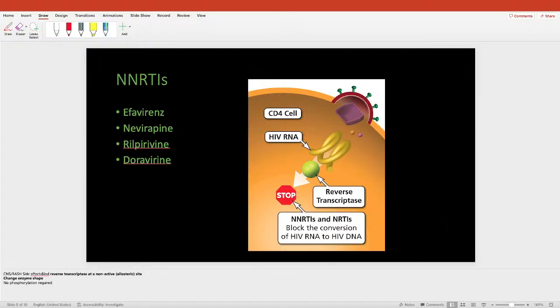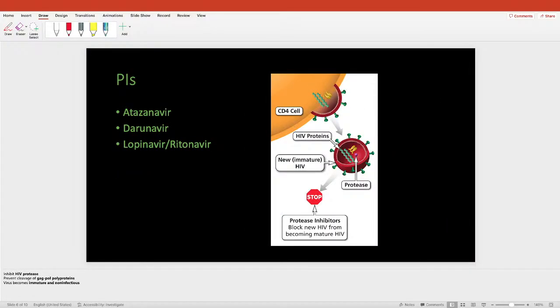Okay. The next one here is usually like the booster drugs, like the PIs, which is the protease inhibitors. It's going to prevent that new HIV from becoming mature HIV. So you could see here, the protease is an important component. It's kind of like a heart inside the molecule, the HIV, and it's going to block that HIV from becoming more mature.